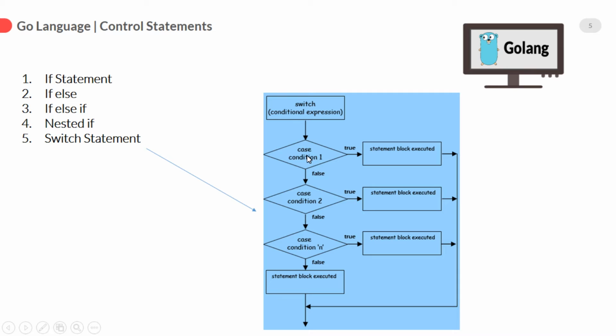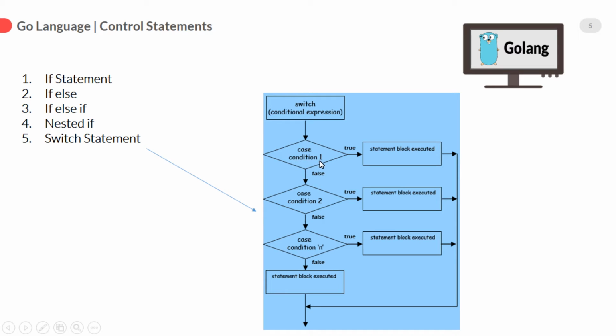So here is the case or condition 1. If this expression or value matches case 1, then this block of code will be executed. Case condition 1, if this case is true, then the statement block is executed, and all other cases will be skipped and directly our program moves here, or control is here.